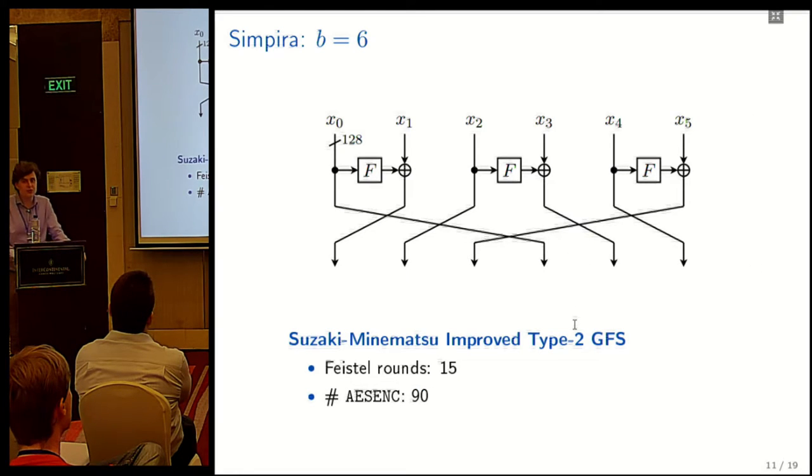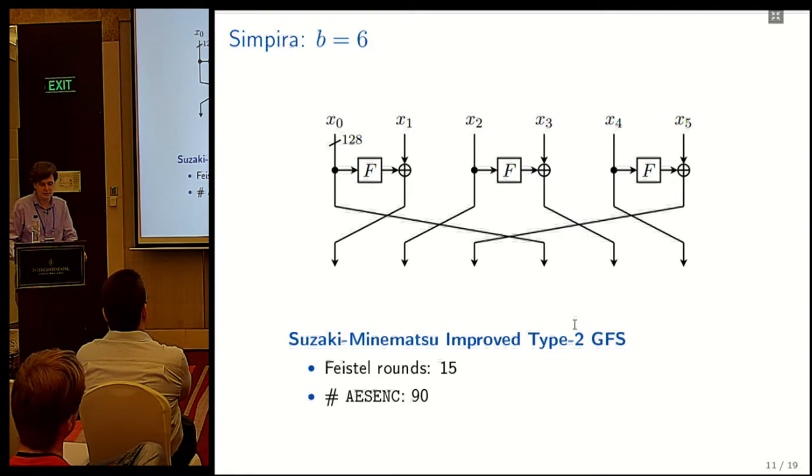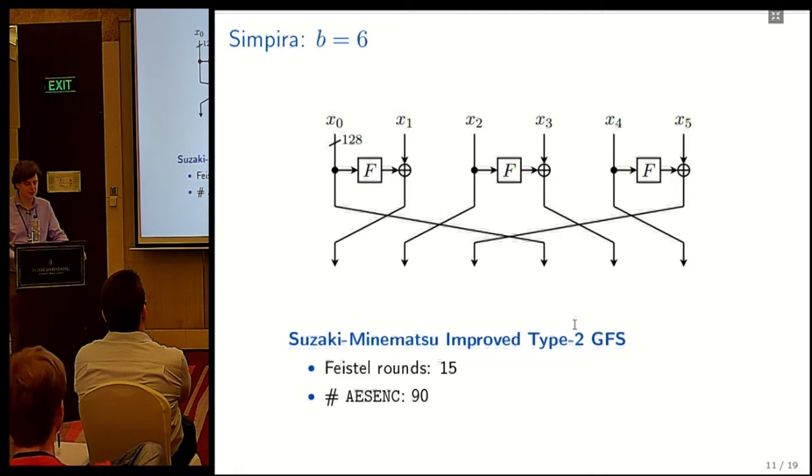Now for B equal to 6, and also in the next slide for B equal to 8, there are two designs in literature that we found that are better, in the sense of having fewer AES rounds to be executed. So if we want to be fair, those are the ones we really should be using, because they are simple, standard constructions that have been analyzed for quite a while already. They just do the shuffling of the blocks in between every round in a different way.